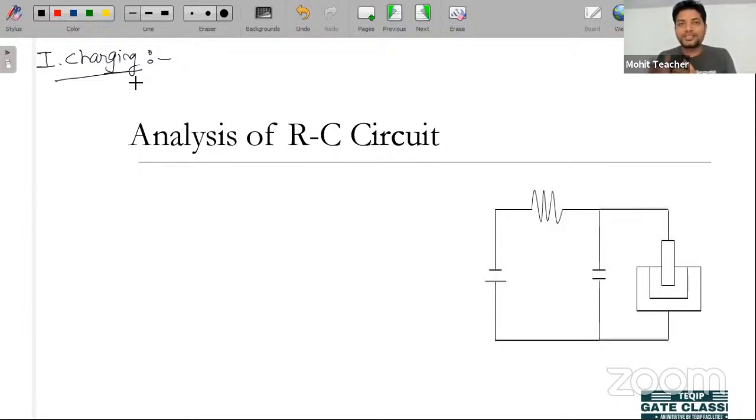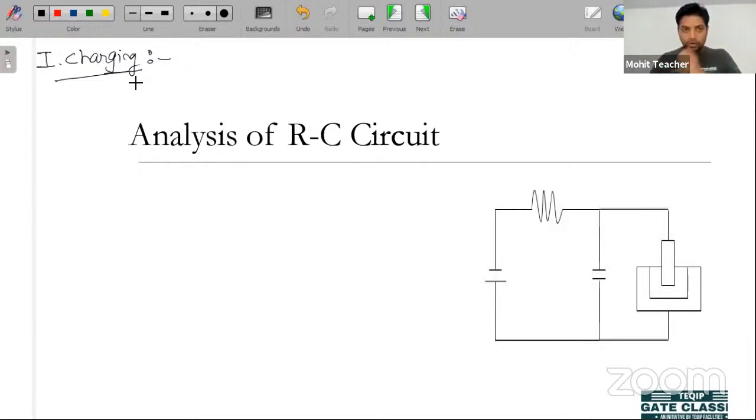Yesterday I told you that if you want to go deep into the electrical part, you should prefer to ask a friend who belongs to electrical engineering. But whatever necessary things are asked from the mechanical engineering point of view, I am covering.